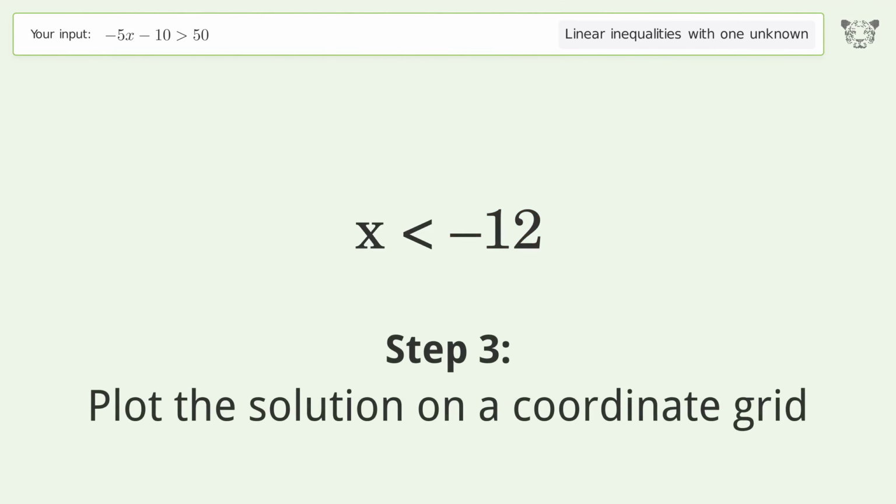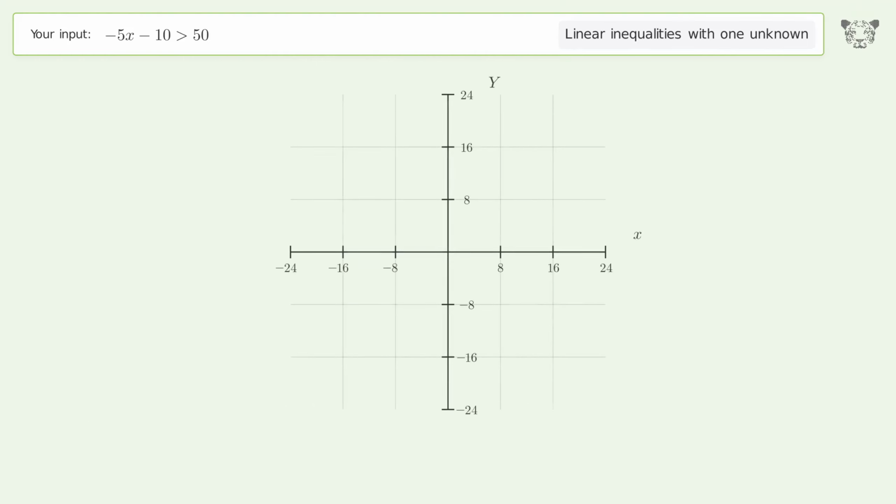Plot the solution on a coordinate grid. And so the final result is x smaller than -12.